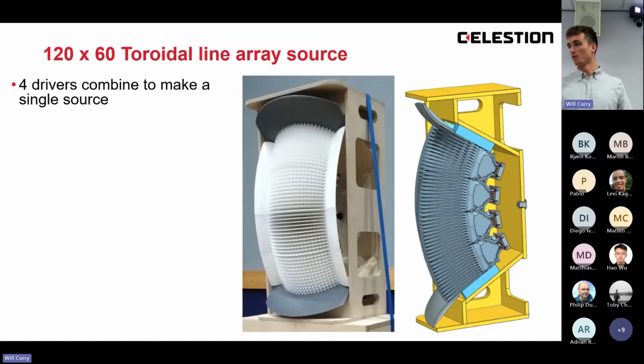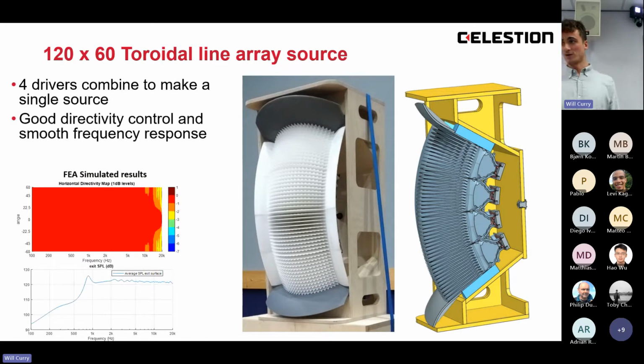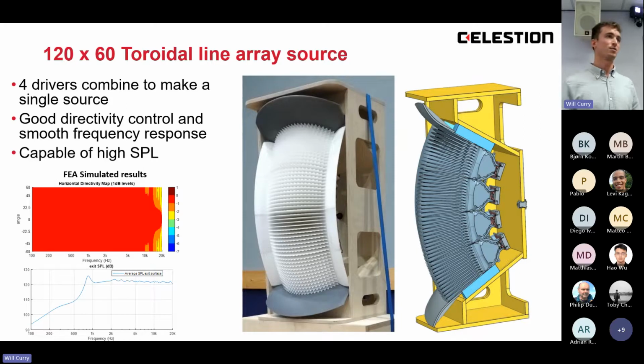This is one that we actually built as a listening demo for the Celestion 100-year anniversary open day. In the middle is a photo, and on the right is the sliced CAD geometry. And you can see how there's these 4 compression drivers which are attached to these wave shapers and then into this large source. So it has good directivity control and a smooth frequency response. These are some FEA simulated results. And it's capable of really high SPL because you have lots of compression drivers which all produce coherent wavefronts even at really high frequencies.